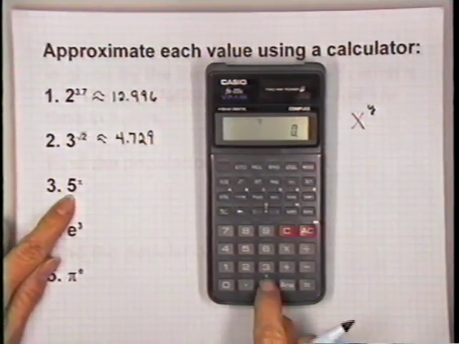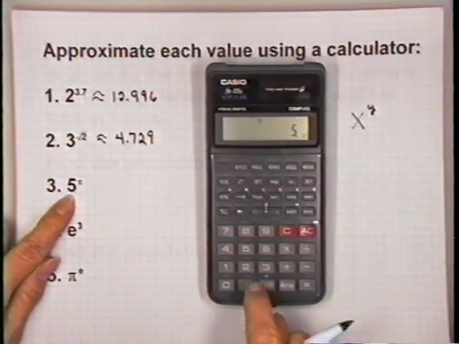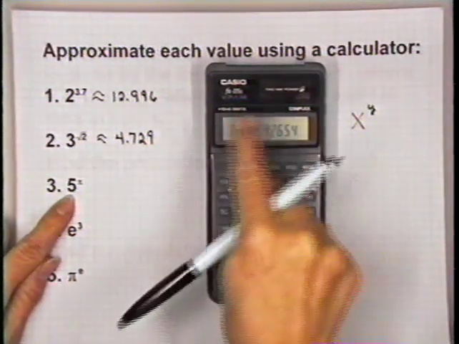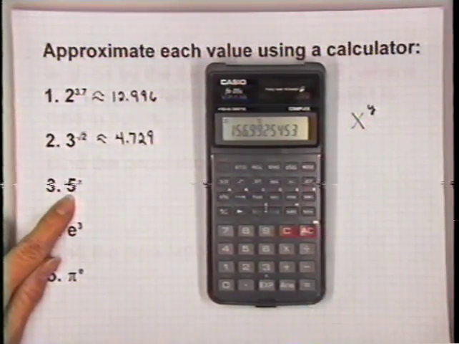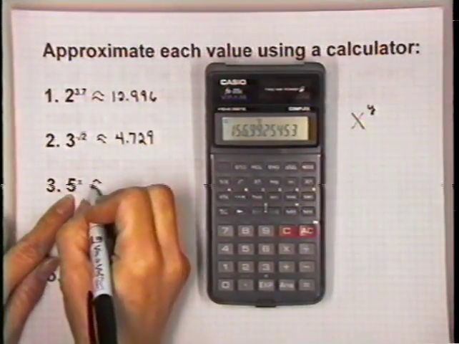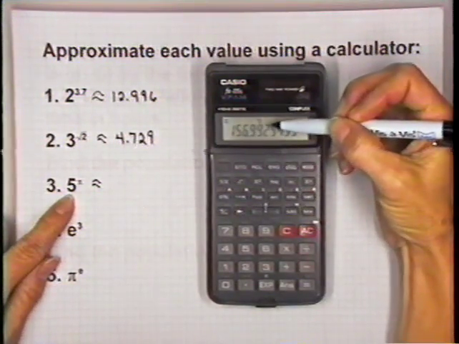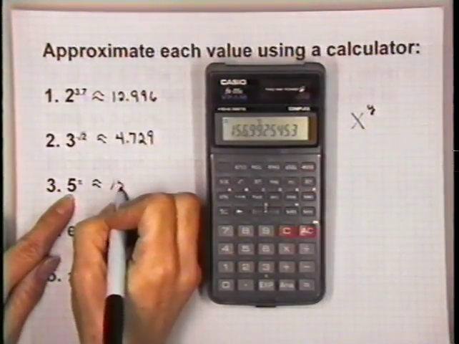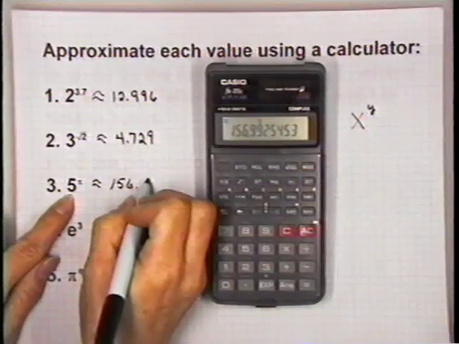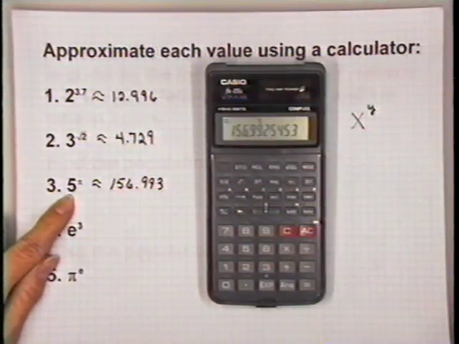So to do 5 to the pi, I'm going to put in 5 as my base, x to the y, and then I'm going to hit this pi key, and you can see pi has come up here, and now I'm going to hit equal to complete my calculation. And again, if I round off to thousandths, or the third decimal place, that's where that 2 is. This is a 5, so I'll add 1 to my 2. So I have 156.993 as my approximate value.